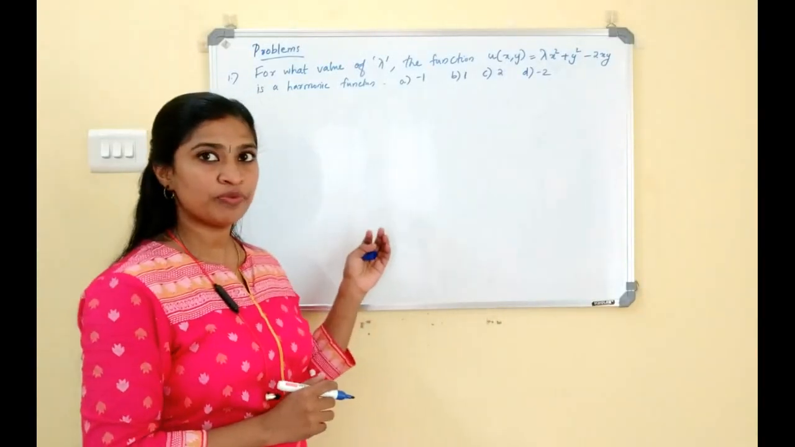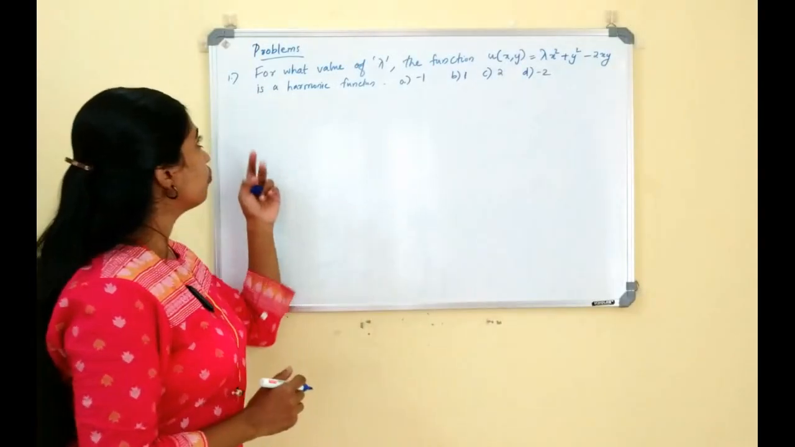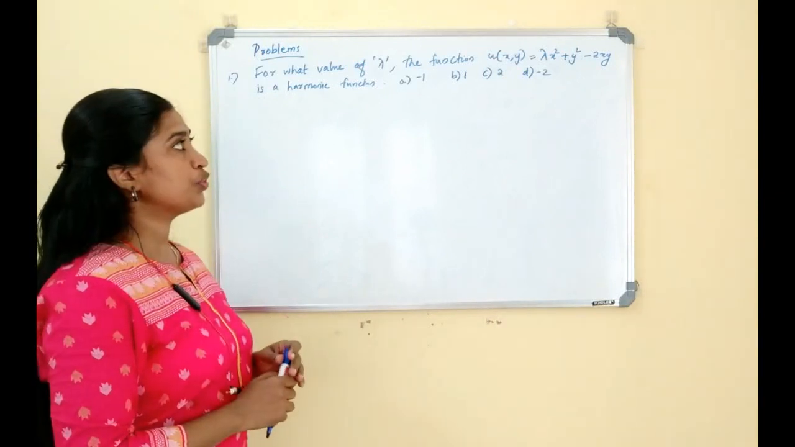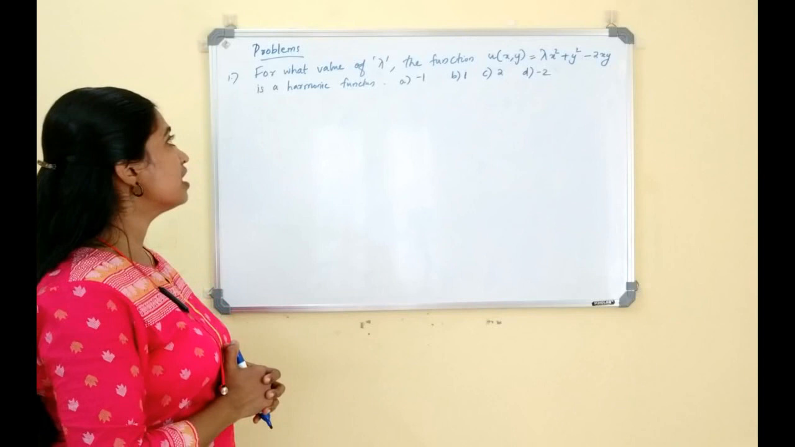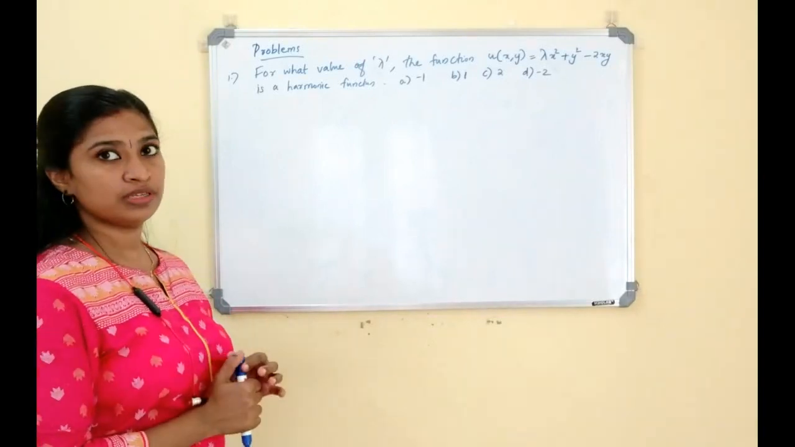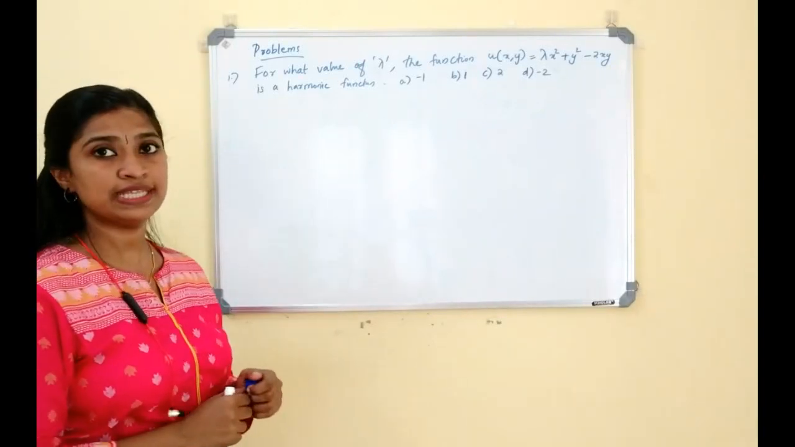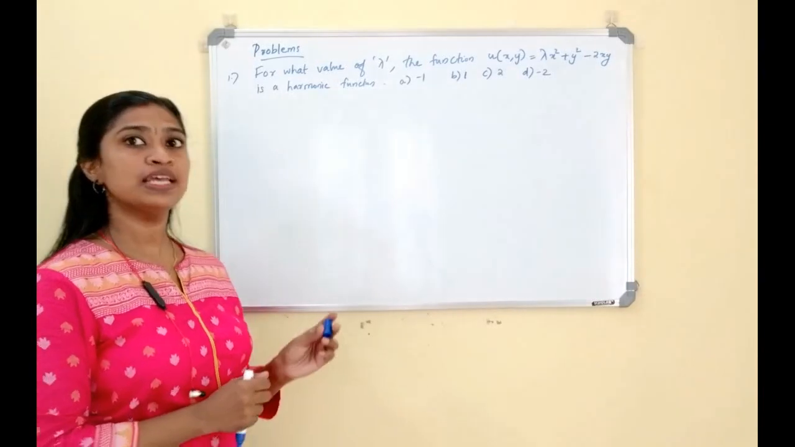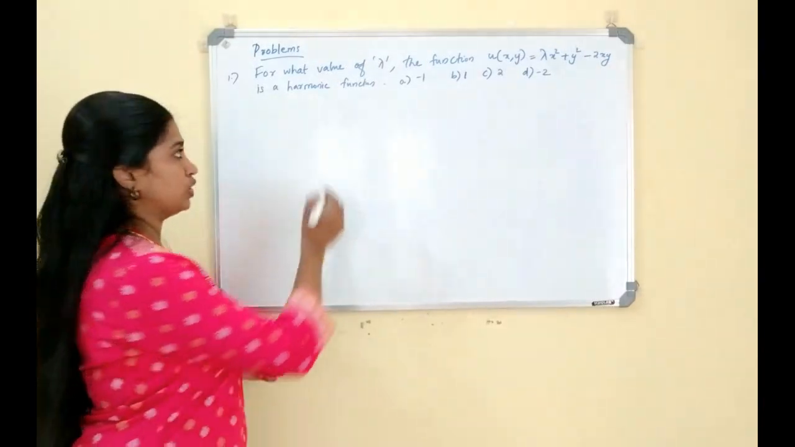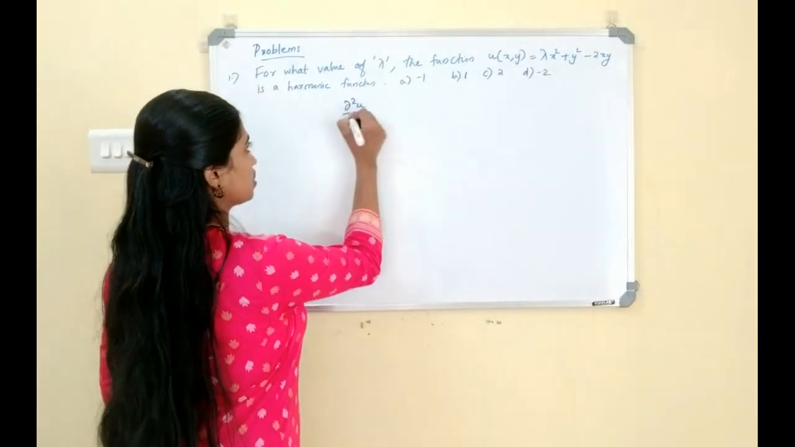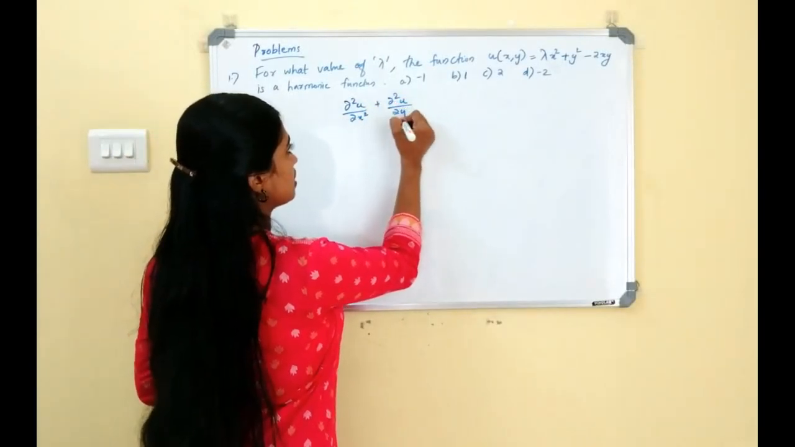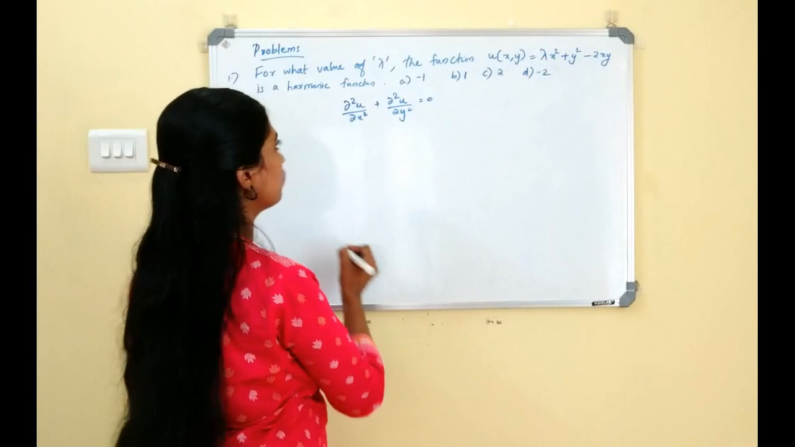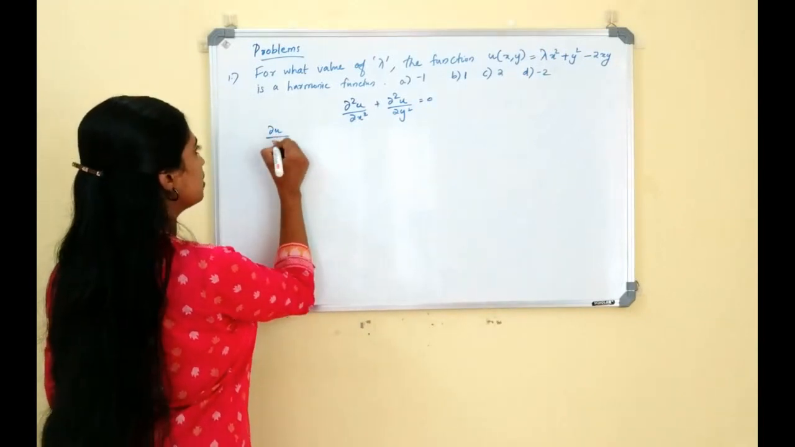First, let us do a problem from harmonic functions. For what value of lambda, the function u of x y is equal to lambda x square plus y square minus 2xy is a harmonic function. Given the function u of x y is harmonic, that is, it satisfies Laplace equation. That is, ∂²u/∂x² plus ∂²u/∂y² is equal to 0. So first we have to find ∂u/∂x.